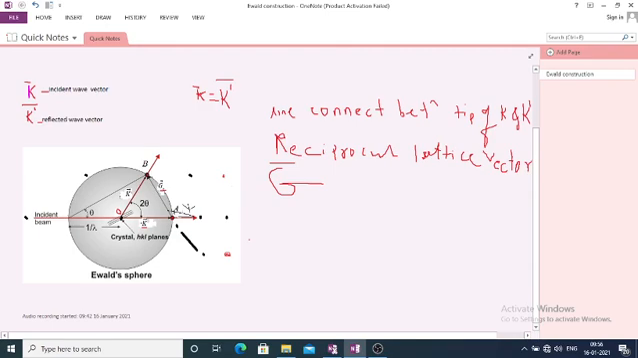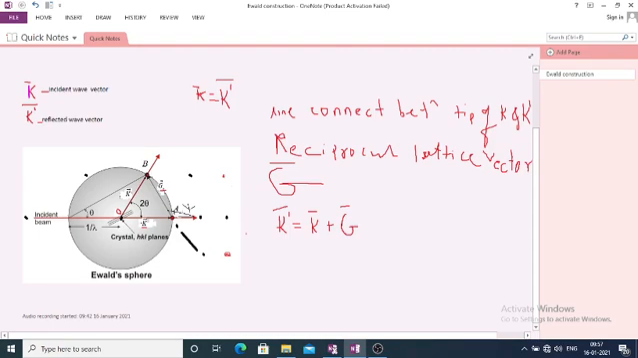From this equation we can write K dash is equal to K plus G. See here, K dash, that is OB, is equal to OA plus AB. So this is only our vector addition. We got OA plus AB is equal to OB, so K dash is equal to K plus G.